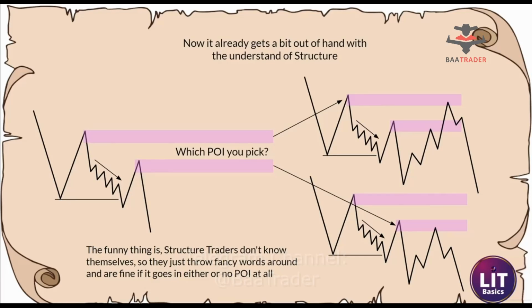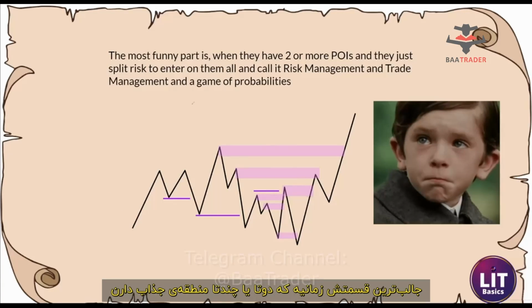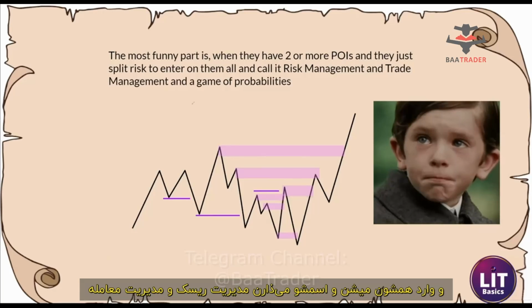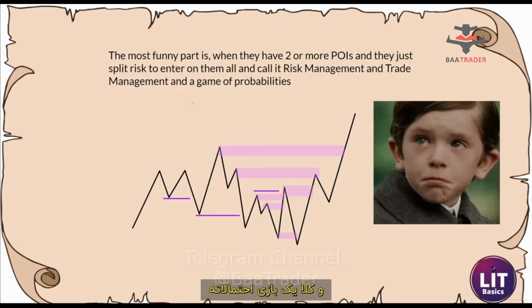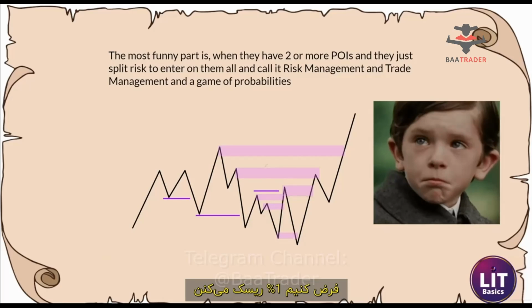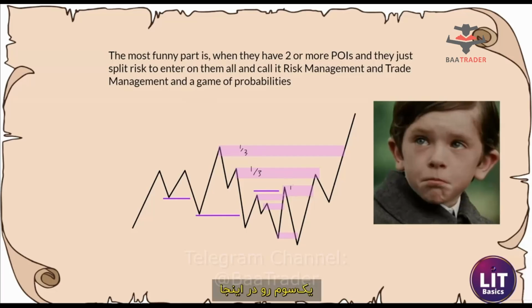Okay, Cam? Yep. So, exactly like you said, the funniest part is when they have two or more POIs and they just split the risk and enter on them all, and then they call it risk management and trade management, and it's all just a game of probabilities. So as you can see, in this case, they split the risk. Let's say they're risking 1%. You risk a third here, a third here, a third here.